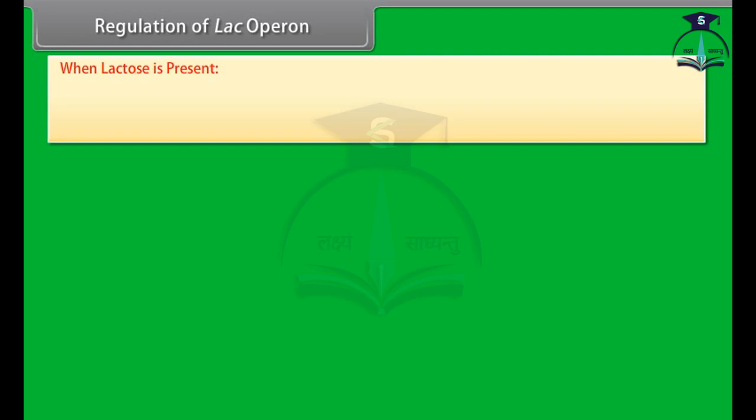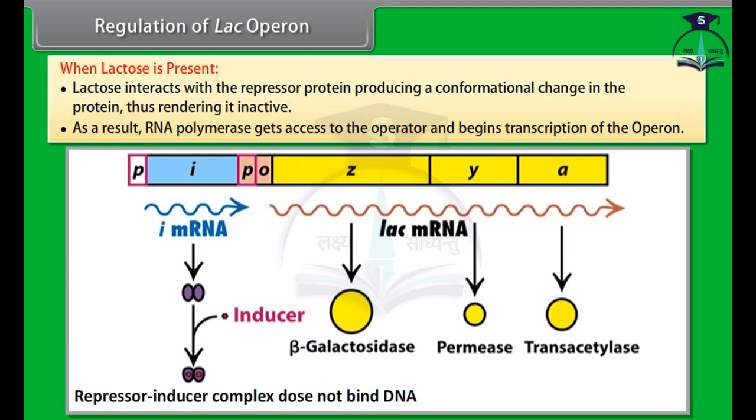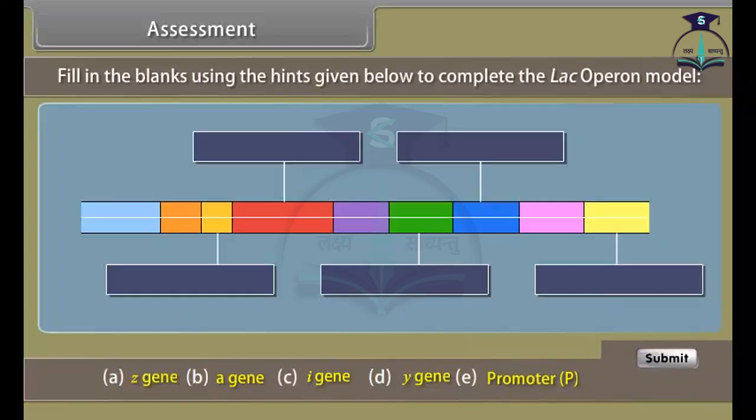When lactose is present, lactose interacts with the repressor protein producing a conformational change in the protein, thus rendering it inactive. As a result, RNA polymerase gets access to the operator and begins transcription of the operon. Assessment. Before proceeding further, let us know how much you have learned.